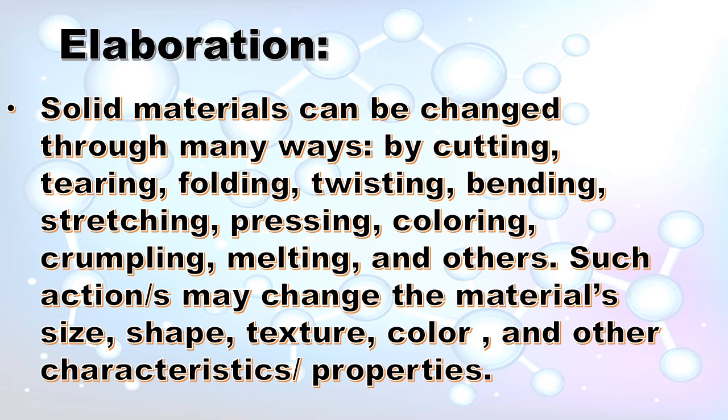And to further elaborate our lesson for today, let me tell you some additional information about solid materials. Solid materials can be changed through many ways: by cutting, tearing, folding, twisting, bending, stretching, pressing, coloring, crumpling, melting, and others. Such actions may change the material's size, shape, texture, color, and other characteristics or properties.